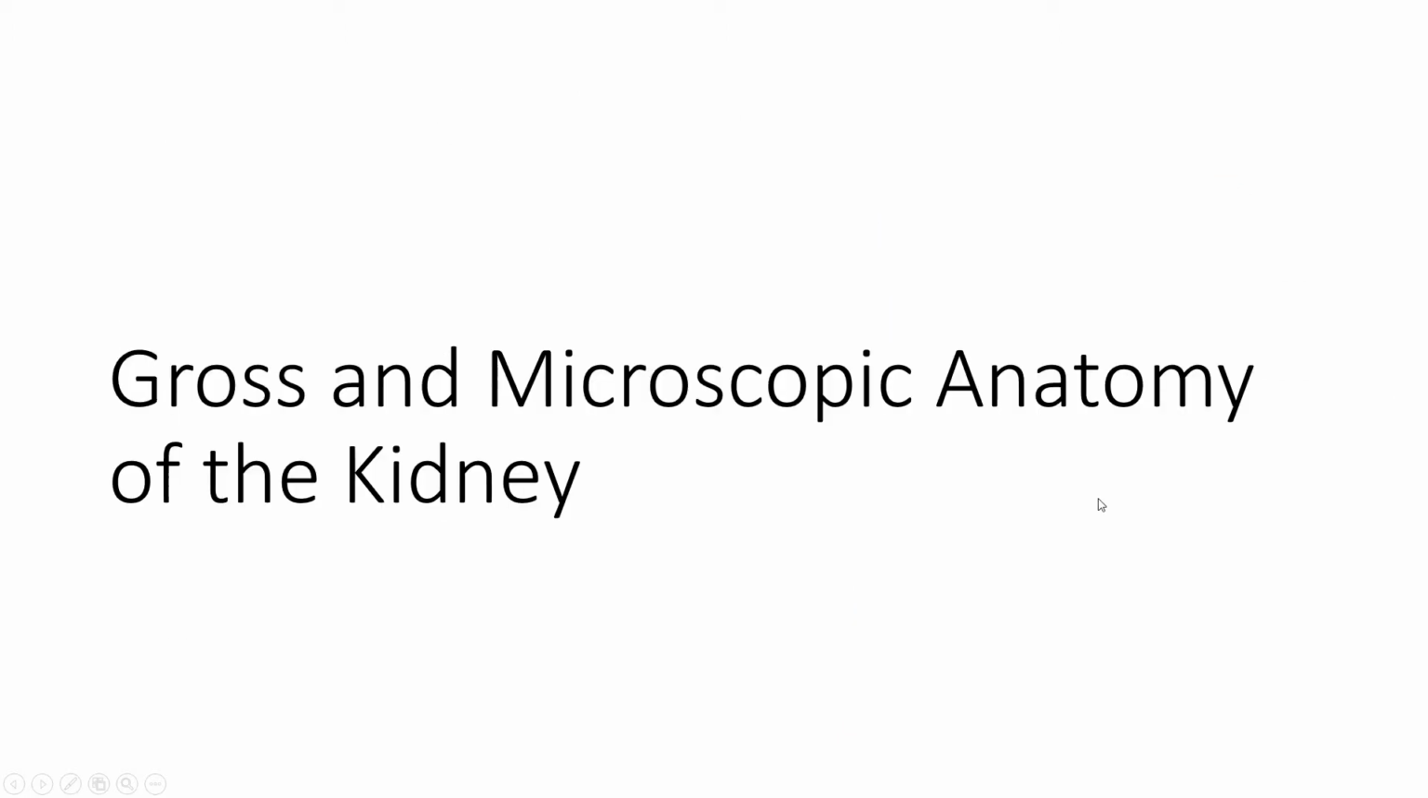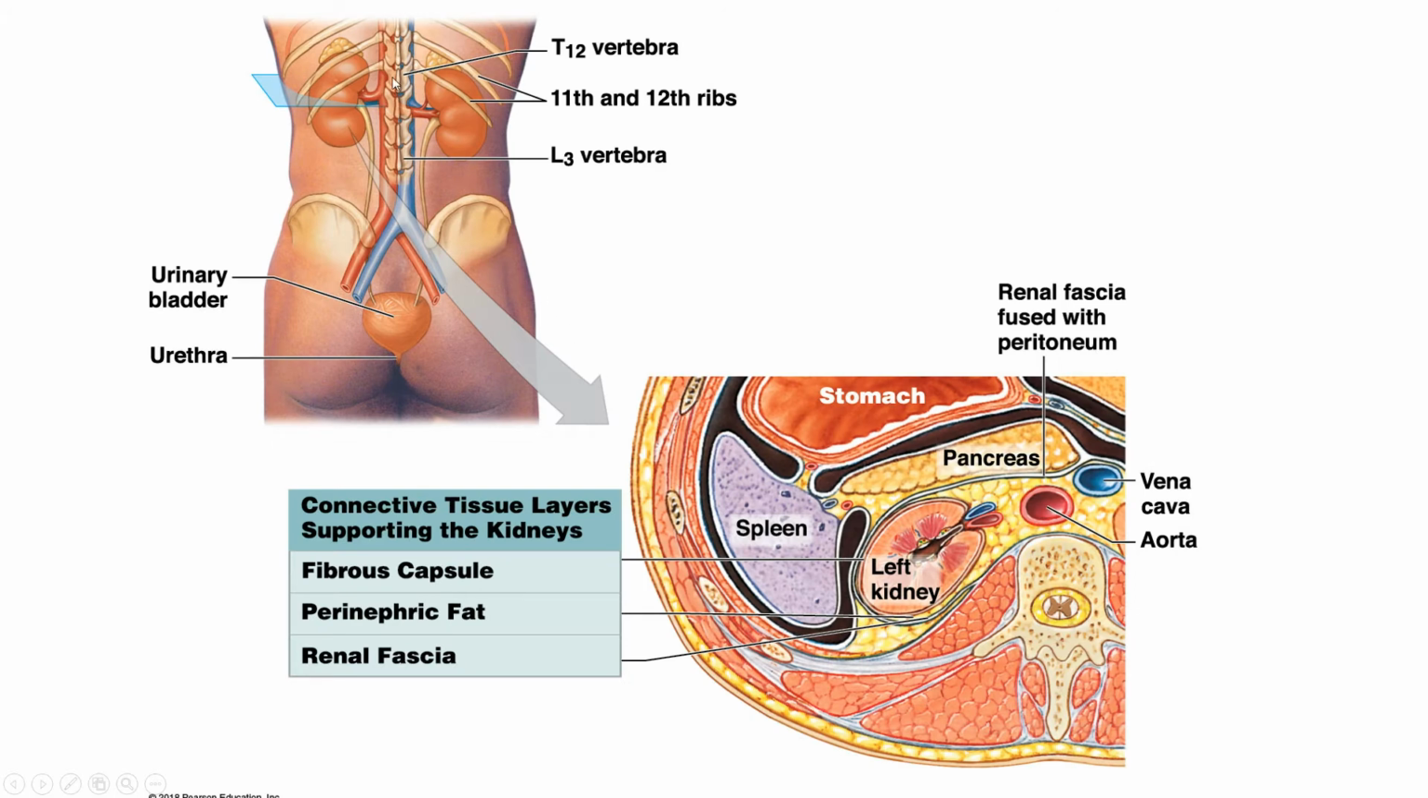So we're going to look at the gross and microscopic anatomy of the kidney. So when you look at the kidney, it looks like two bean-like structures. And of course, they're also going to be the color of what we know as kidney beans, which is a reddish brownish color. Of course, both kidneys are outside of and posterior to the peritoneal cavity. So these organs are retroperitoneal, the same as the pancreas.